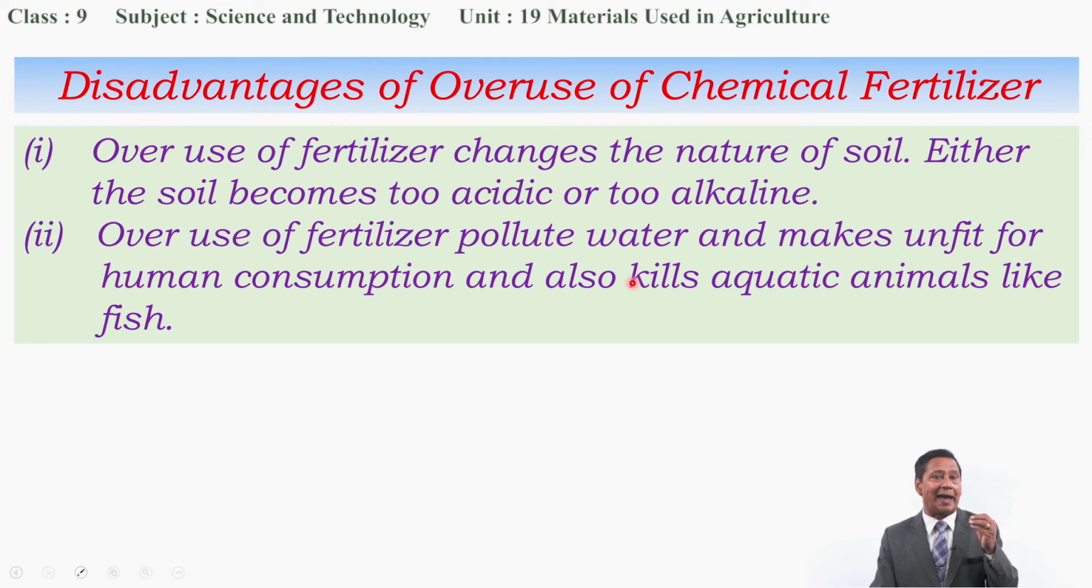And growth of algae becomes very high in the pond and lake. They absorb dissolved oxygen from water, and there will be lack of oxygen for aquatic animals like fish. They will die. This changes the ecosystem of that particular place. Okay, these are the major disadvantages of overuse of chemical fertilizer.